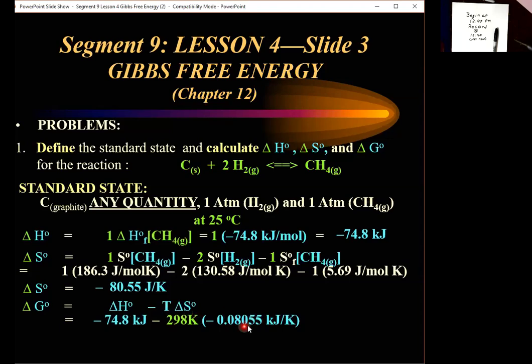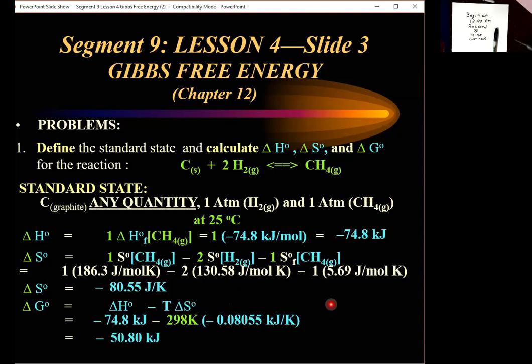Now I changed the delta S in this PowerPoint lesson to kilojoules. Normally, I wouldn't do it that way. I'd probably change the delta H into joules. But, you know, it's 6 of one and half a dozen of the other. Pick whichever way you want to do it. It doesn't matter. Just be sure the units are the same. Always carry the units with you when you do these calculations.